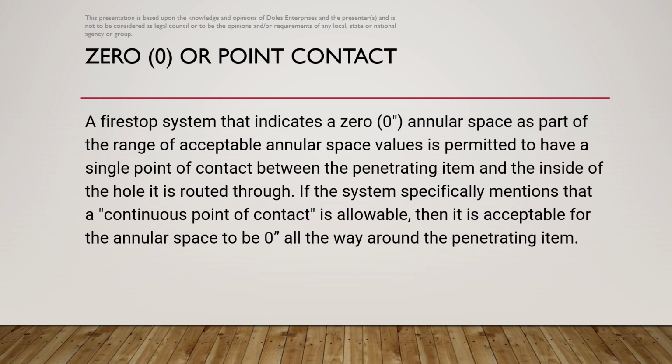As we saw in our first example, we're going to be talking about zero or point contact. A fire stop system that indicates a zero annular space as part of the range of acceptable annular space values is permitted to have a single point of contact between the penetrating item and the inside of the hole it is routed through. If the system specifically mentions that a continuous point of contact is allowed, then it is acceptable for the annular space to be zero all the way around the penetrating item.